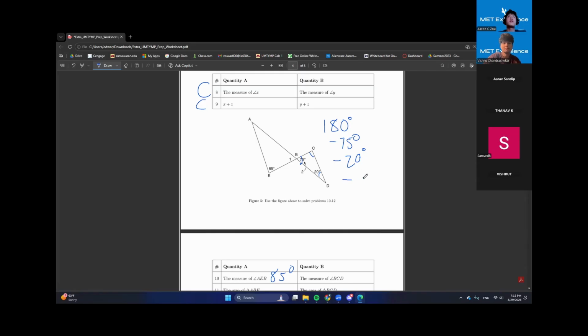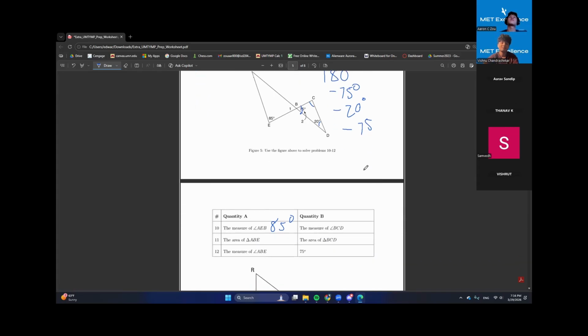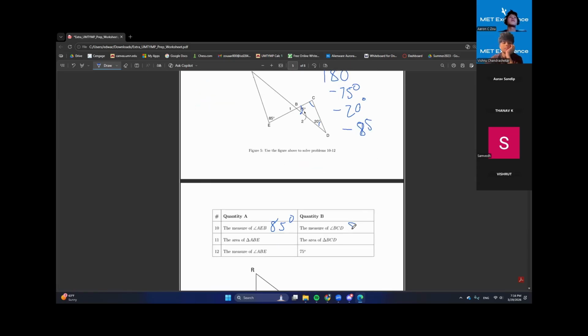And this should be 75, I believe. No, this is 85. Wait, yes, I think this is 85. It'll be 160 minus 75. Yes, it's 85. Sorry, I'm doing this very slow right now. Since they're both 85, the answer is C.